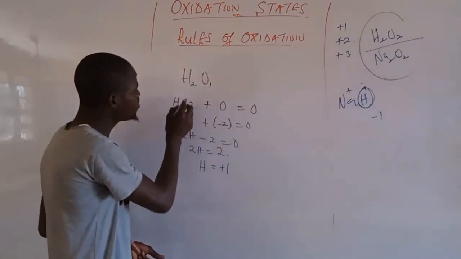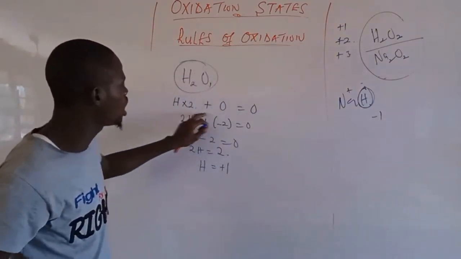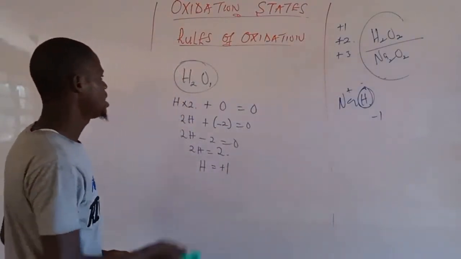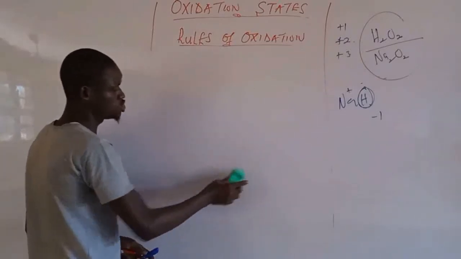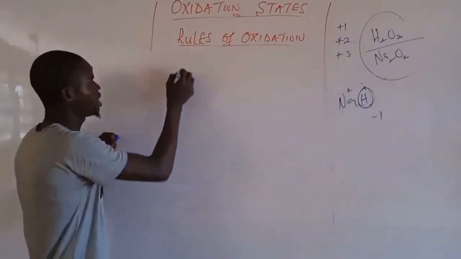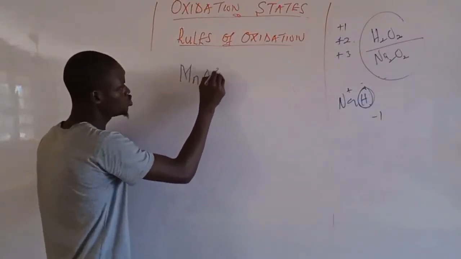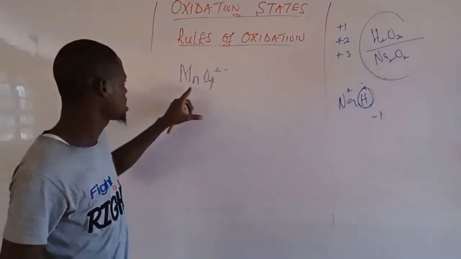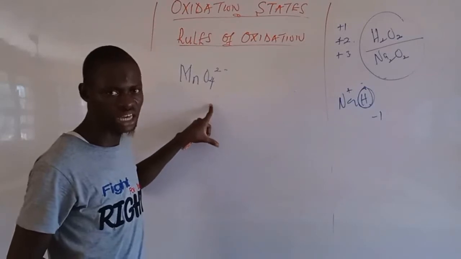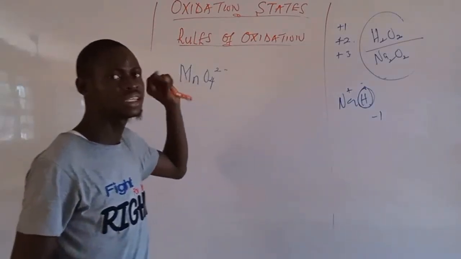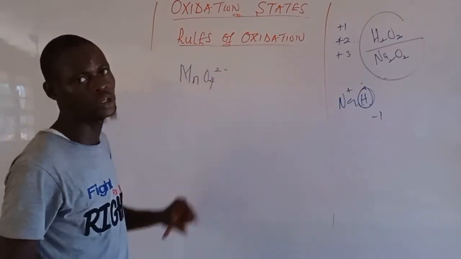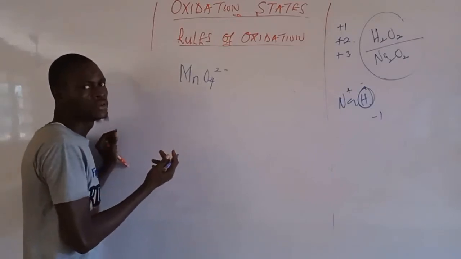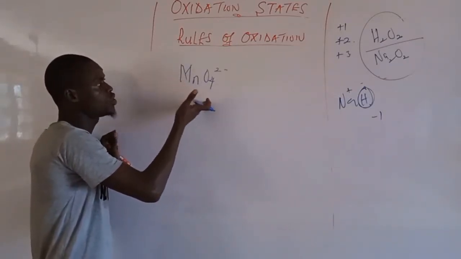So if I have a neutral compound, the sum of all the oxidation states should be equal to 0. But if the compound I have is not neutral, for example MnO4 2-, this is not a neutral compound. This is a radical. The sum of all the oxidation states in a radical is equal to the charge carried by that compound. Now, find the oxidation state of manganese in this compound.